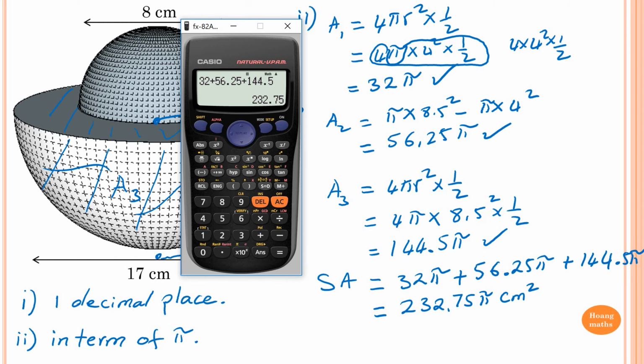Let's check. So which is 232.75 pi, so just times by pi. So there you go. It's the same as the answer in part 1.